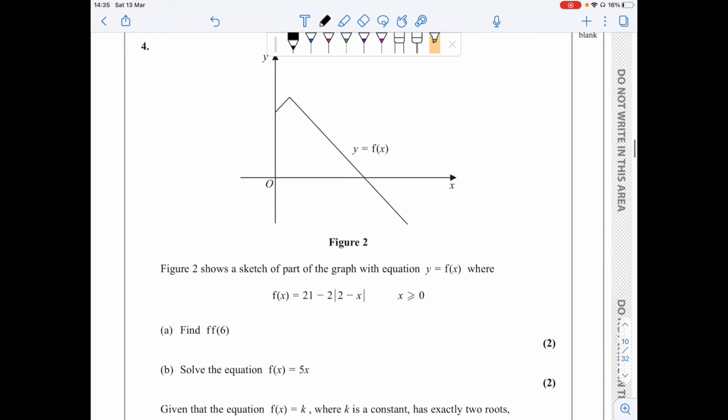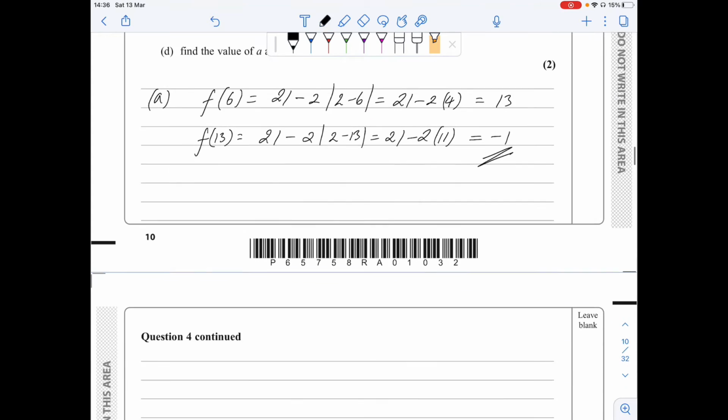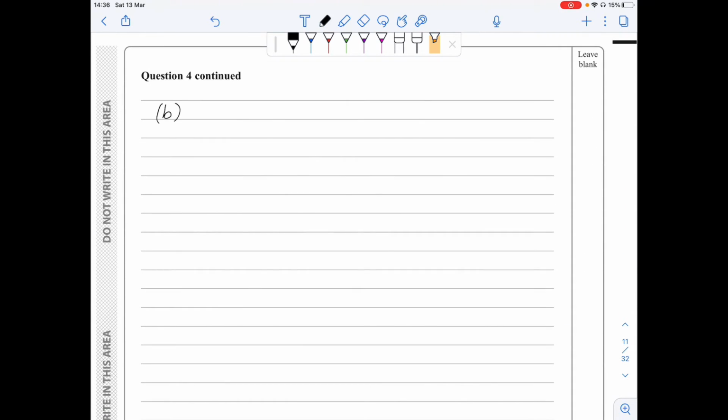In part B, I need to solve the equation f of x equals 5x. Now note for this part that the vertex of this graph has coordinates (2, 21), because the value of x that makes the absolute value here 0 is 2, and once this is 0, I'm left with 21. So for part B, what I will do is take this equation and split it into two equations.